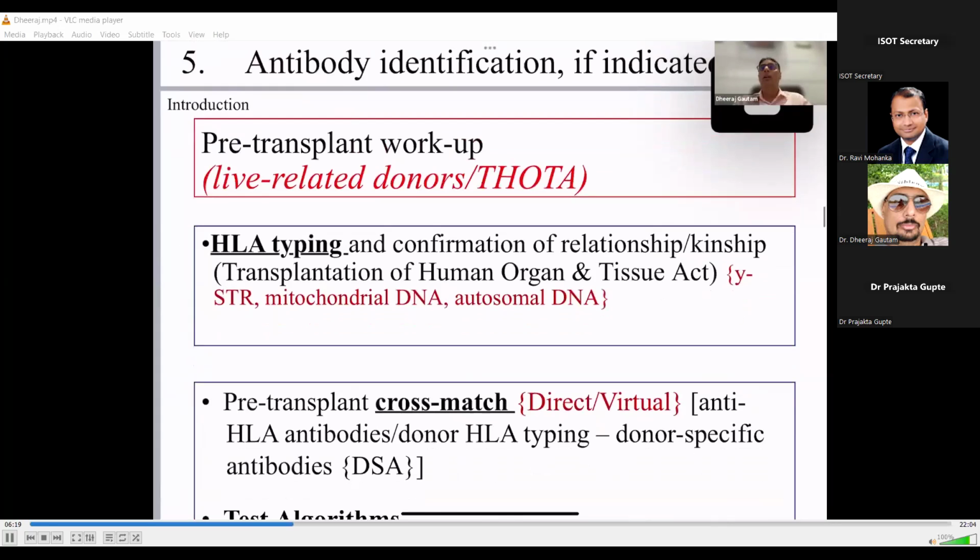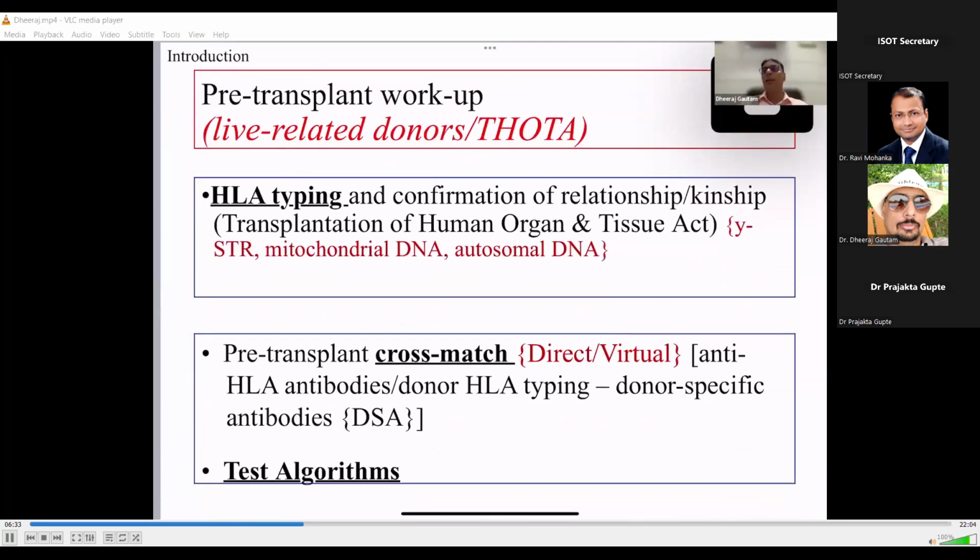It is done per the guidelines of THOTA, that is, for live related donor transplant. HLA typing and confirmation of relationship, that is kinship, which you can do by HLA, or Y-STR, or mitochondrial DNA, or autosomal DNA. But the most common is HLA. Then the pre-transplant cross match can be done by direct or by virtual. In direct, we coat the anti-HLA antibodies in a machine and do the donor HLA typing. In virtual, we write down the antibodies of the recipient on one page, write down the donor HLA typing, and match them to each other. That is called virtual cross match.